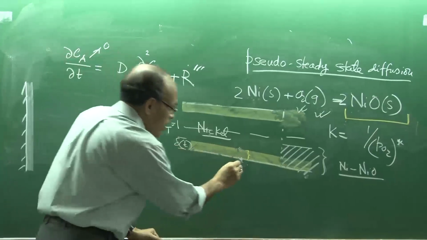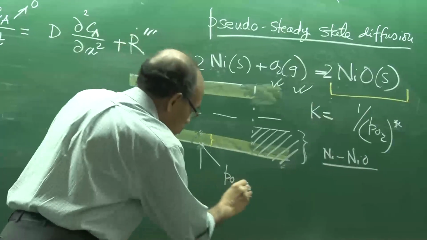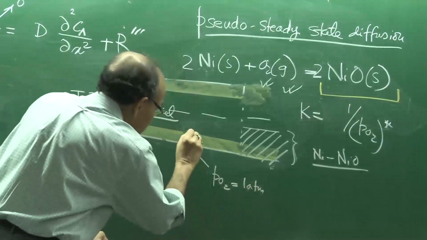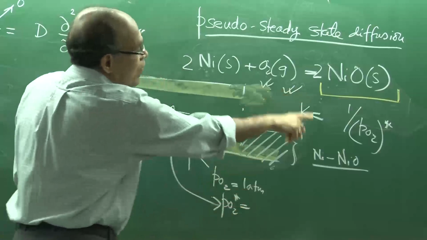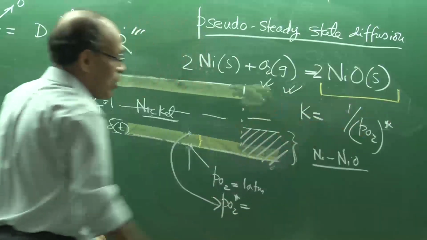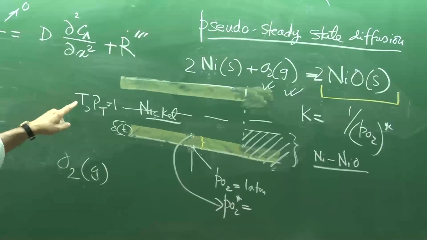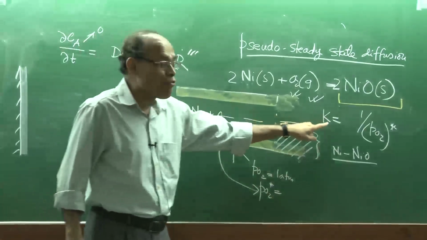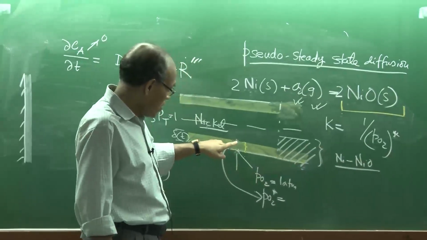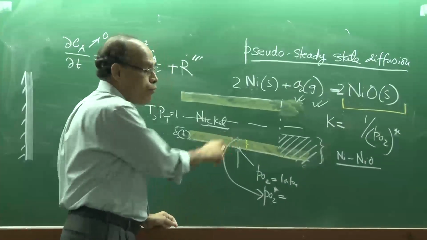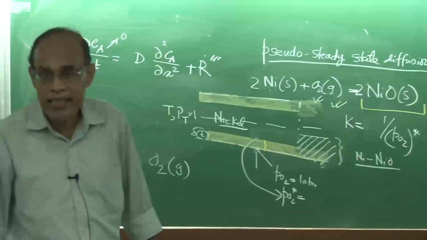So here PO2 is equal to 1 atmosphere, and here PO2 star is equal to whatever I have calculated on the basis of the equilibrium consideration. Now the moment I say that my temperature is fixed, the value of K is fixed, so therefore the PO2 star, which is the oxygen concentration at the nickel oxide interface, is also fixed. So the bounding concentrations per se are not changing.